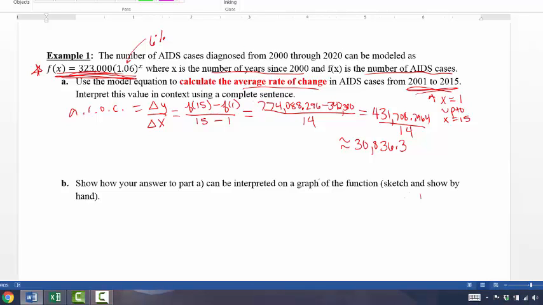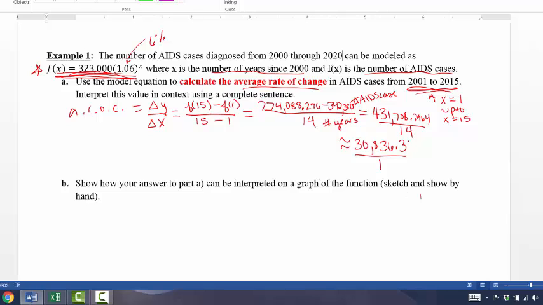It is a slope. So when we're interpreting a rate of change, we're going to have units in the numerator and units in the denominator. The numerator here is number of AIDS cases, how much it's changed. The denominator is number of years, how much that has changed. So when I get this answer, 30,836.3, I'm first going to write it as a fraction. I'm going to put it over 1.